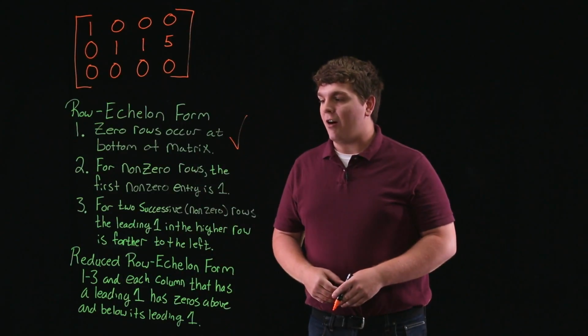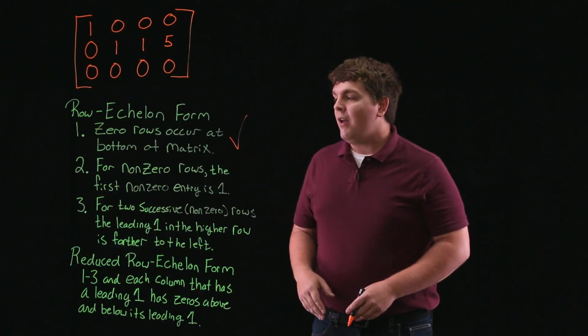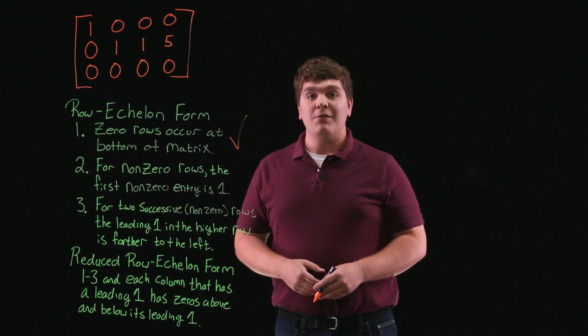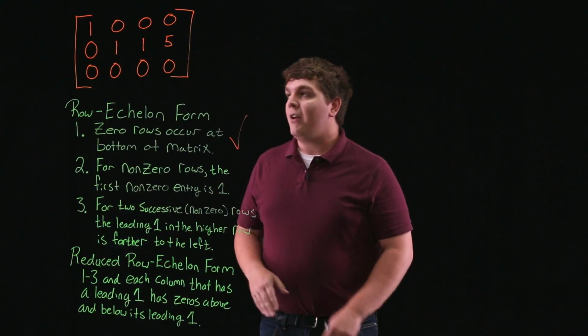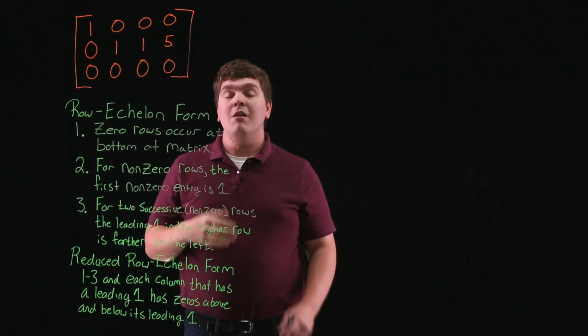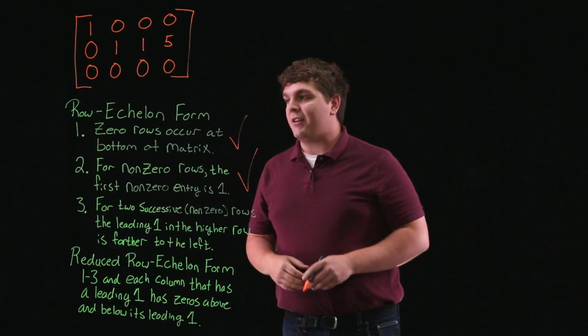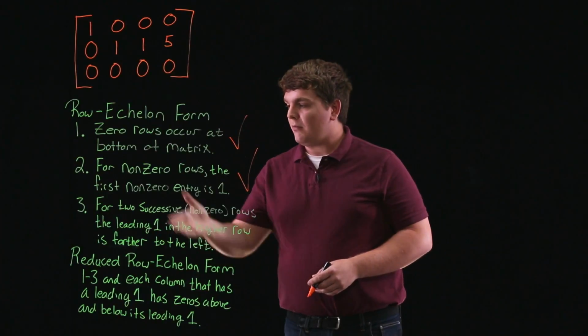Second, for any non-zero rows, the first non-zero entry is a 1. And what we mean by this first non-zero entry is the leftmost entry. So by looking at our two non-zero rows, we see our leftmost entries are both 1. So we satisfy the second condition to be in row echelon form.